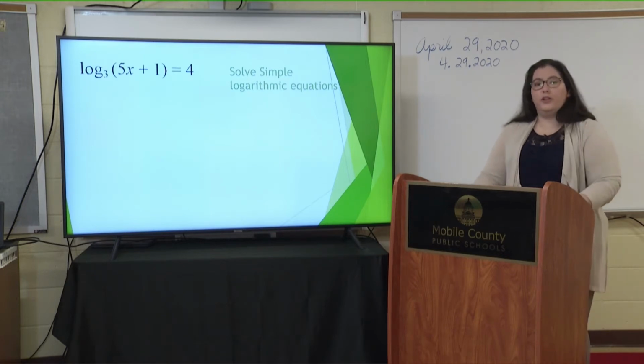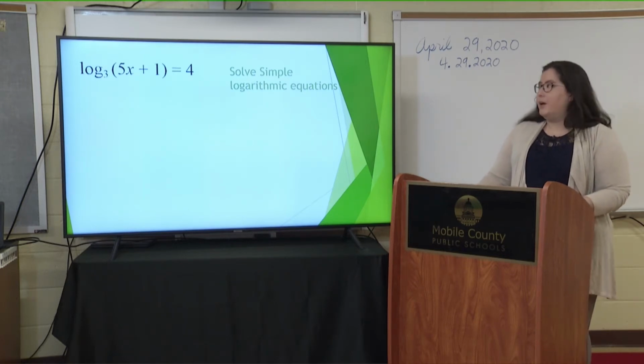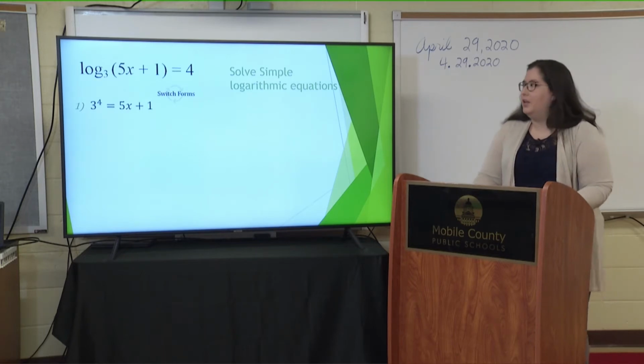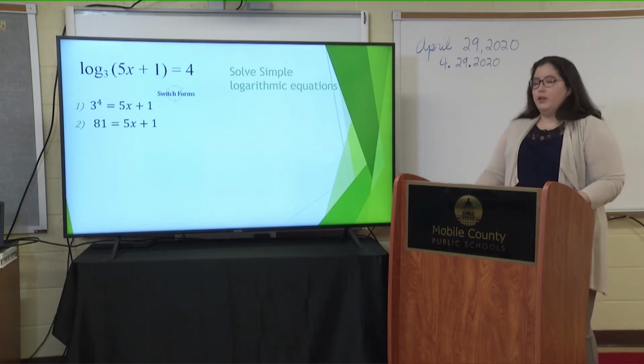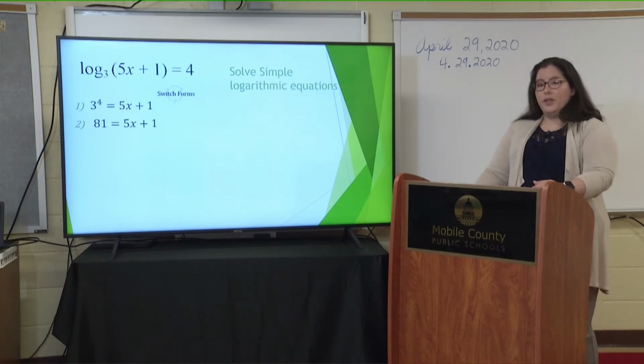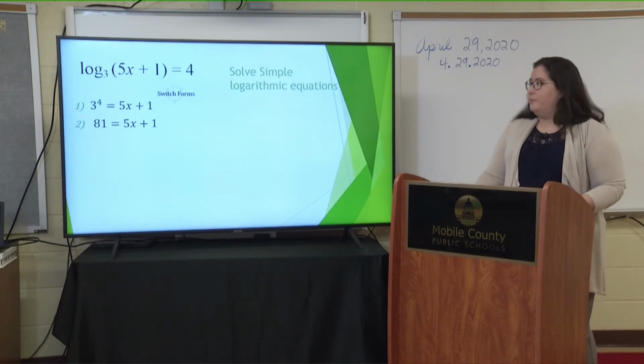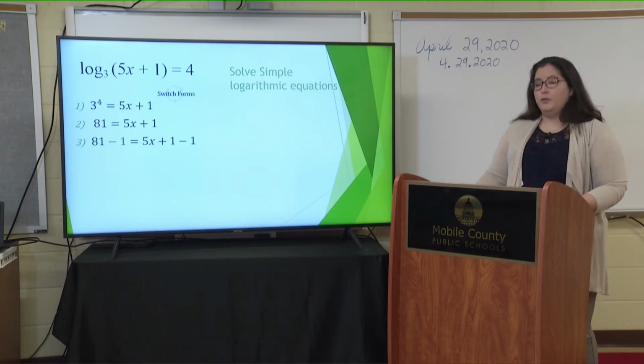All right, so we're going to try another one. This time I want you to think about what our base is and what our exponent would be when we switch our forms. Well, hopefully you got 3 to the 4th power, and then our argument is 5x plus 1. So we get 3 to the 4th power is 81, and from here it's a regular multi-step equation. Subtract 1 from both sides, and then we're going to divide by 5. And we get 16.